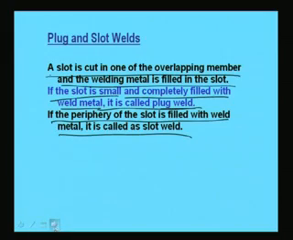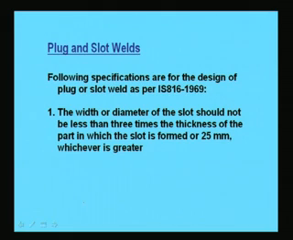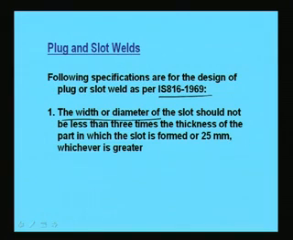Now, some specifications have been given by IS 816:1969. I will discuss some specifications on the basis of which we have to design the slot weld or plug weld. Before designing, we have to know the restrictions given by the code, and according to that, what will be the distance D, the width, and the diameter of the slot. First, the width or diameter of the slot should not be less than 3 times the thickness of the part in which the slot is formed, or 25 mm, whichever is less.